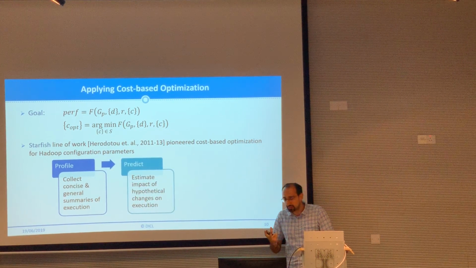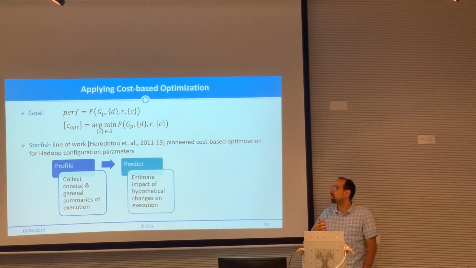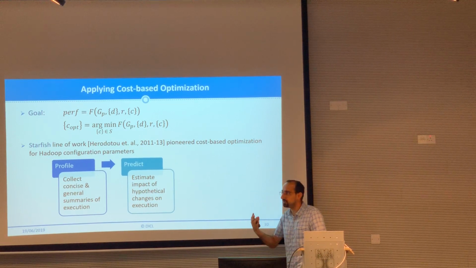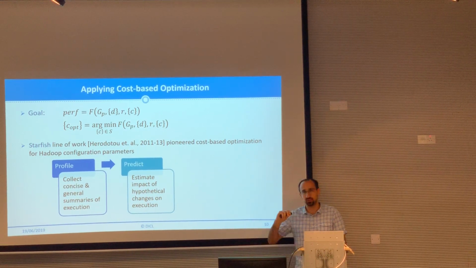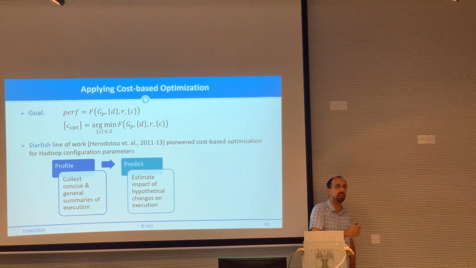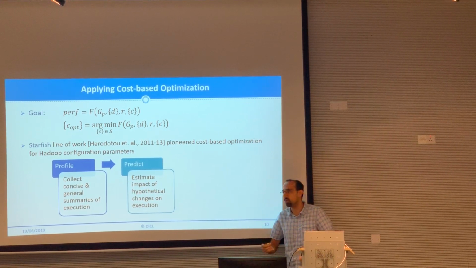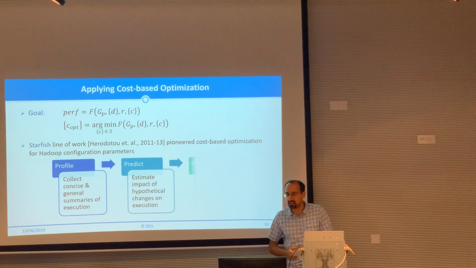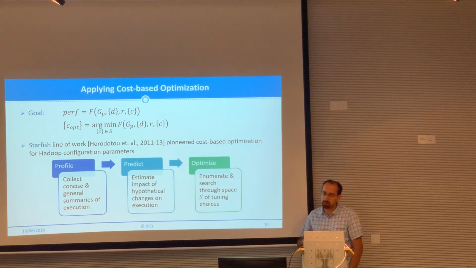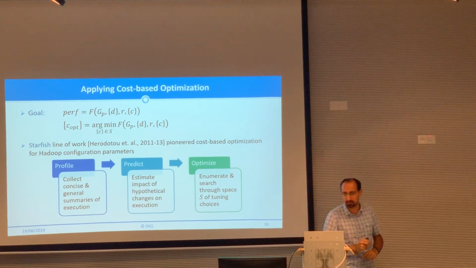The second step, the predict step, is to use all these different mathematical models to estimate what the impact of different changes will be. What happens if I change some configurations? What happens if I change my input data size? What happens if I increase my cluster size? How do all of these affect performance? And then finally, the optimize step, where you enumerate this large space of different configuration choices and pick the one that gives you the best performance.